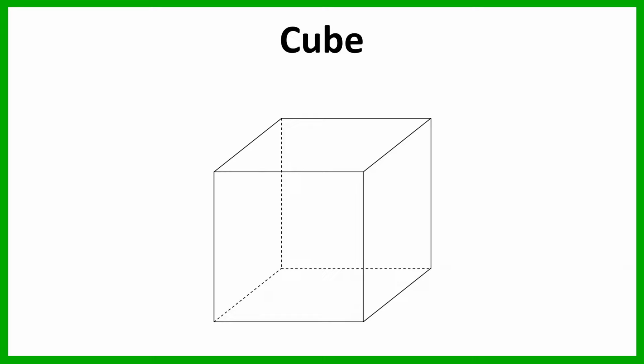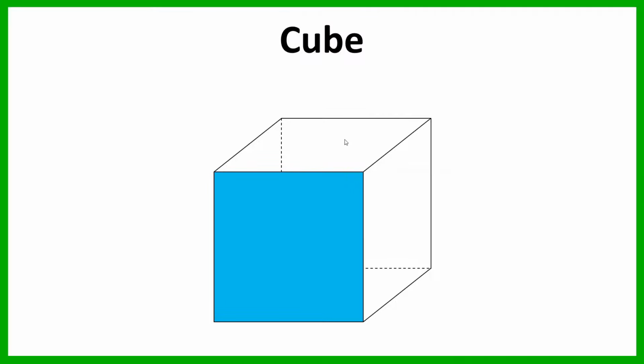Then we have a cube. A cube is a special kind of prism where all of the sides are the same as each other. So if we look over here, the front is a square, the back is a square, but you can also see that all of the sides around it as well, which we call the lateral faces, are also the same squares as the front and the back. Okay, so that's a cube.